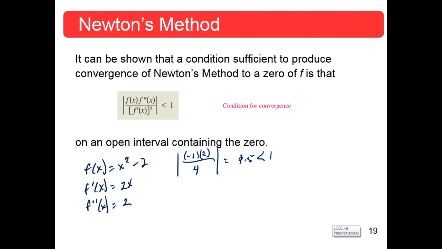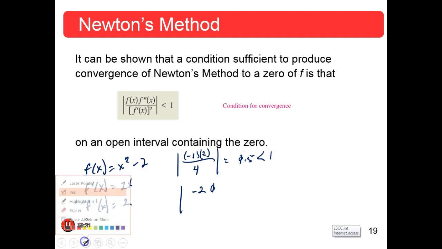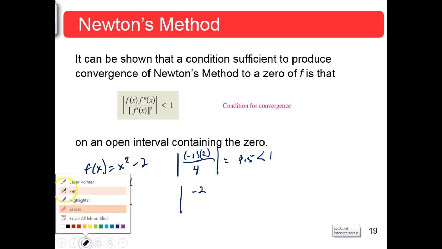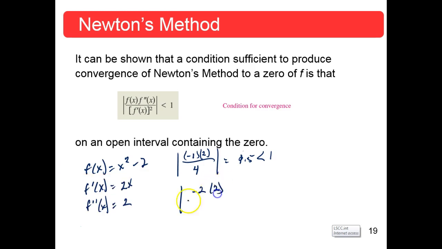If you plugged a 0 in here, remember that one didn't work. I pointed that out to you. Then that would be the absolute value of minus 2 times 2, but then you divide it by 0 squared. Ding, ding, ding. That will not work. And we saw that it wouldn't work.